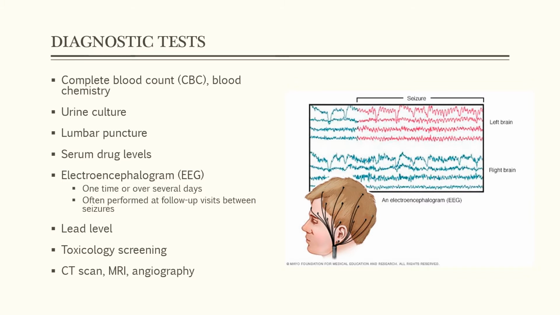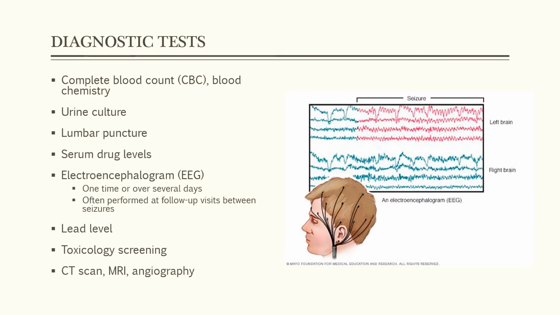Laboratory tests that may be ordered for patients who are experiencing seizures include a complete blood cell count, the CBC, blood chemistries, urine culture, and lumbar puncture. If the patient is taking any anticonvulsants, the serum drug level is monitored regularly. An EEG is usually ordered with the first occurrence of seizure activity, and it may be performed under conditions that lower the seizure threshold, such as sleep deprivation, hyperventilation, or exposure to flashing lights. EEG testing may be done either one time or over several days using a portable monitor. An EEG is often performed at a follow-up visit between seizures.